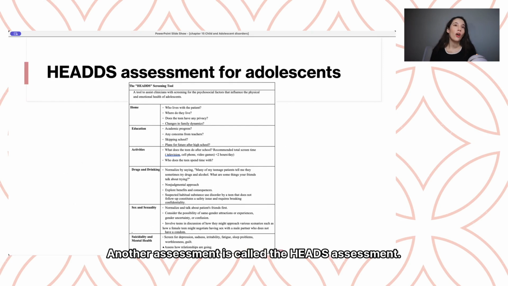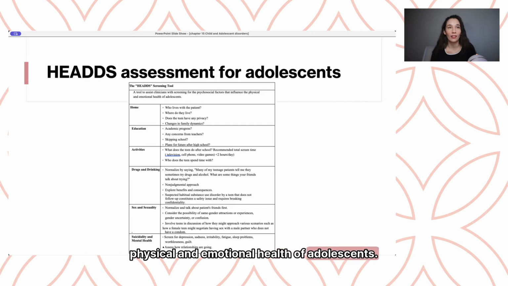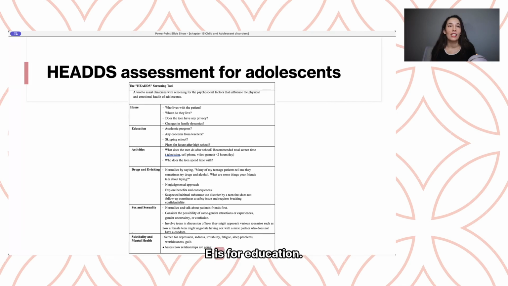Another assessment is called the HEADS assessment. This is for adolescents, and it assists clinicians with screening for psychosocial factors that influence the physical and emotional health of adolescents. So H stands for home. Who lives with the parent? Where do you live? Does the teen have any privacy, and are there changes in family dynamics? E is for education. What is their academic progress? Any concerns from teachers, skipping school, plans for the future after high school?